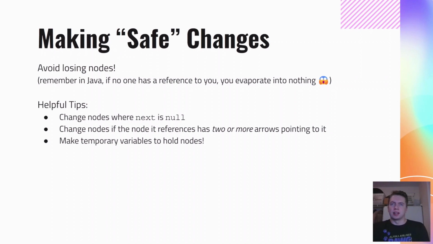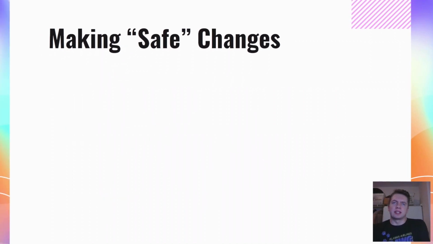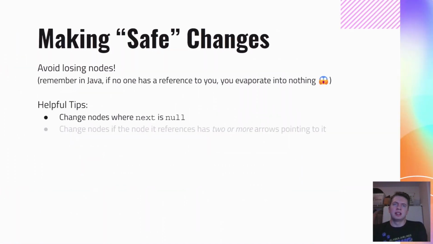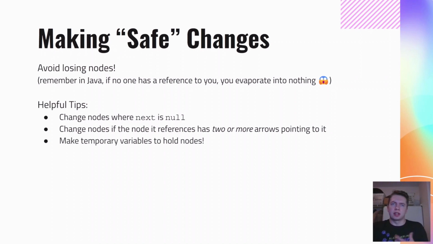And second, as we touched on, it's safe to change a node that has two or more references pointing to it. Going back to this example, it's safe to change one of the references pointing to this first node because there are two references pointing to it. So we can move one of these without losing the actual node. And when neither of these options are available to us, then we can make a temporary variable to hold nodes. But watch out, because you're often limited in how many temporary variables you can create.